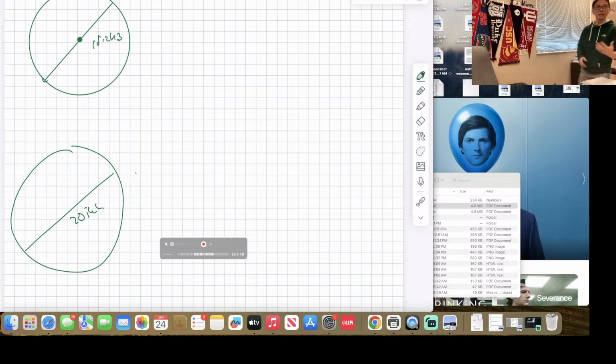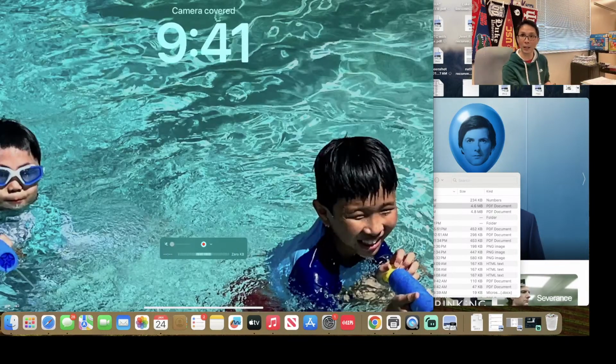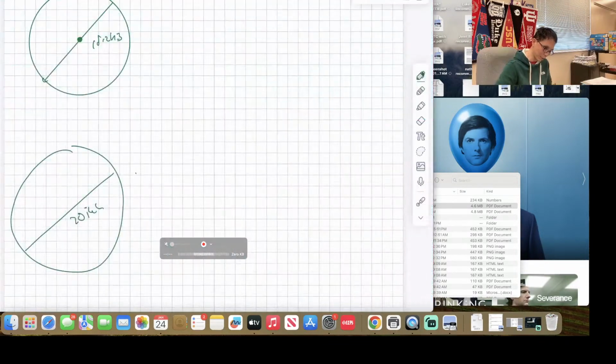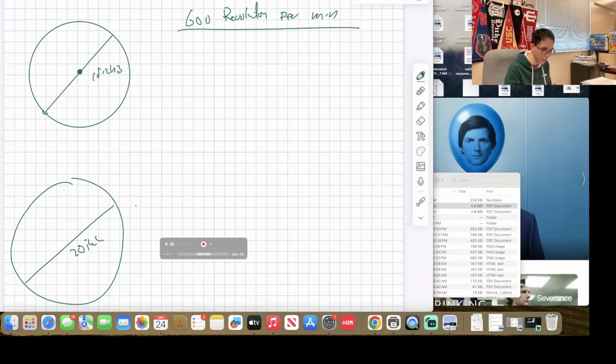So there are two types of velocity, angular velocity and linear velocity. We might not finish this, but we'll finish it Monday. We're gonna start with 600 revolutions per minute. How do I convert this to miles per hour? I bet you guys don't know how to convert to miles per hour. 600 revolutions, 18 inches. How many inches in a mile?